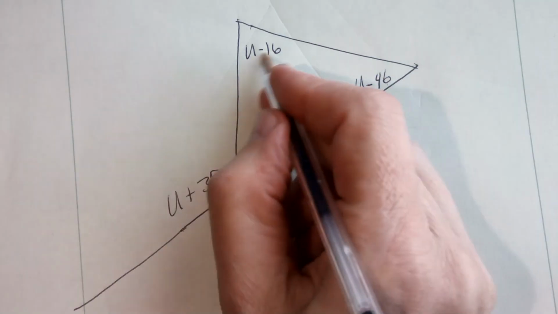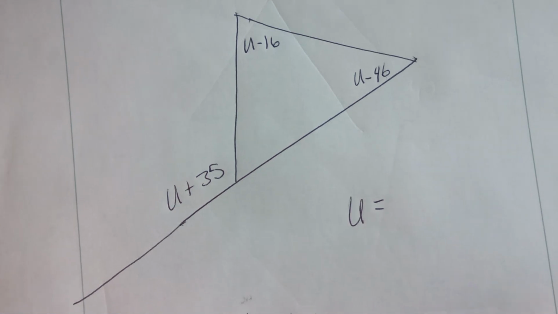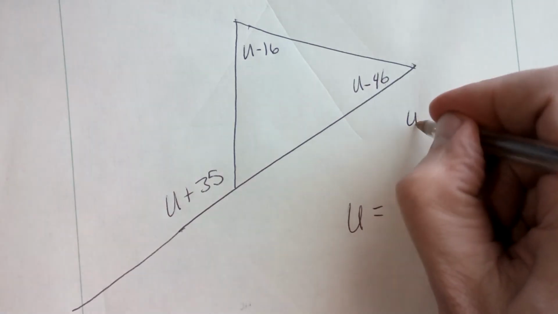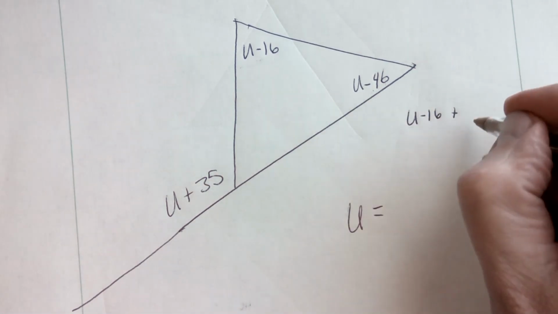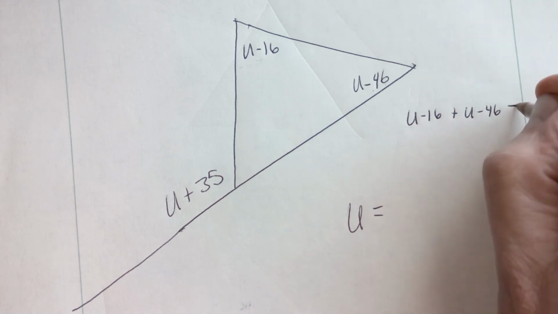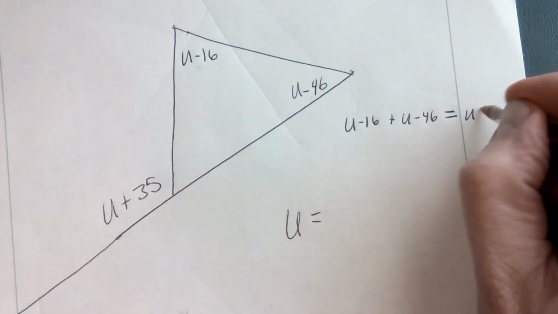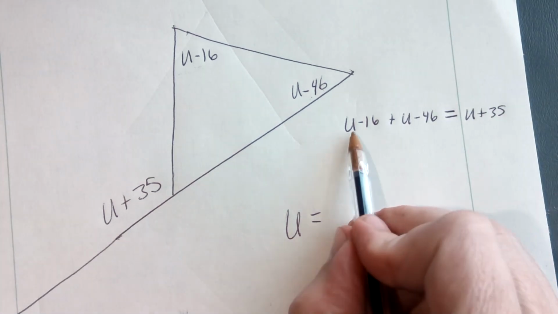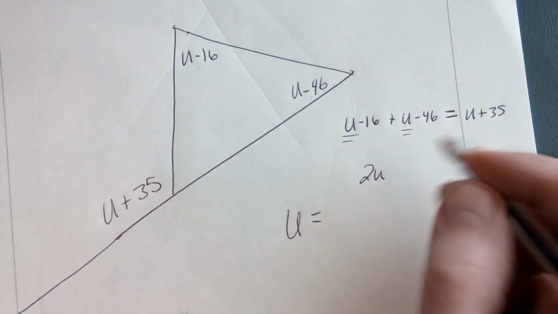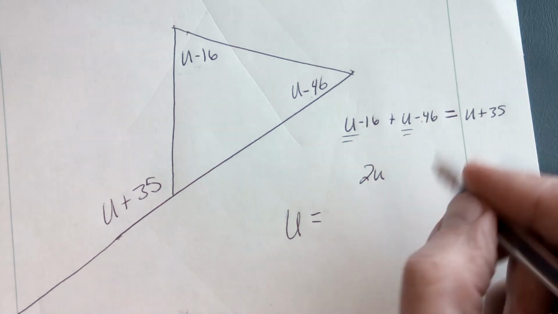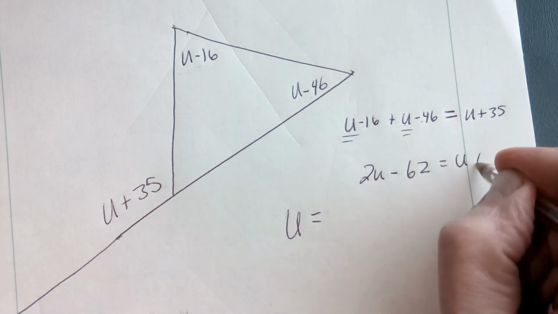So I'm going to take the u minus 16, which is this interior angle. I'm going to add it to, whoops, you can't see that. Let me do this up here. I'm going to take this u minus 16, that's this angle here, and add it to u minus 46, and that's going to equal this outside angle of u plus 35. Now we're just going to simplify. What's u plus u? I'm adding like terms. U plus u is 2u. What is negative 16 plus negative 46? That's going to be negative 62, equals u plus 35.